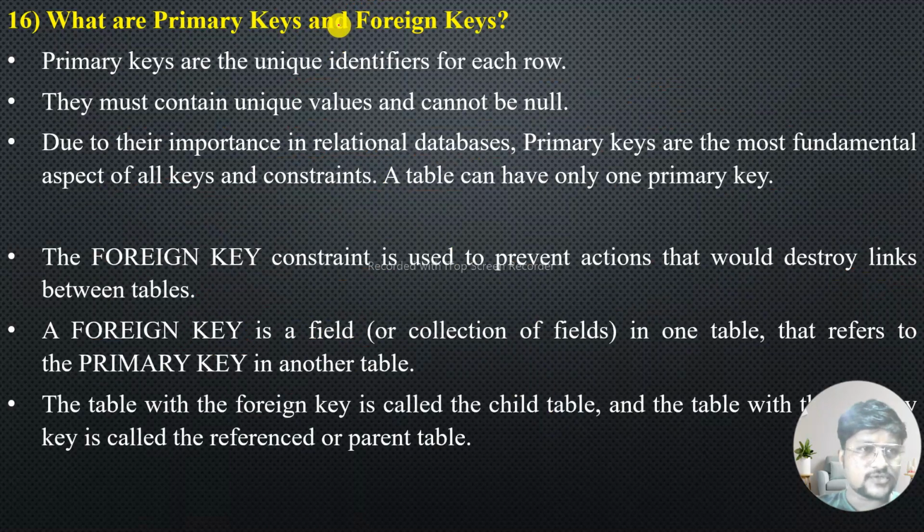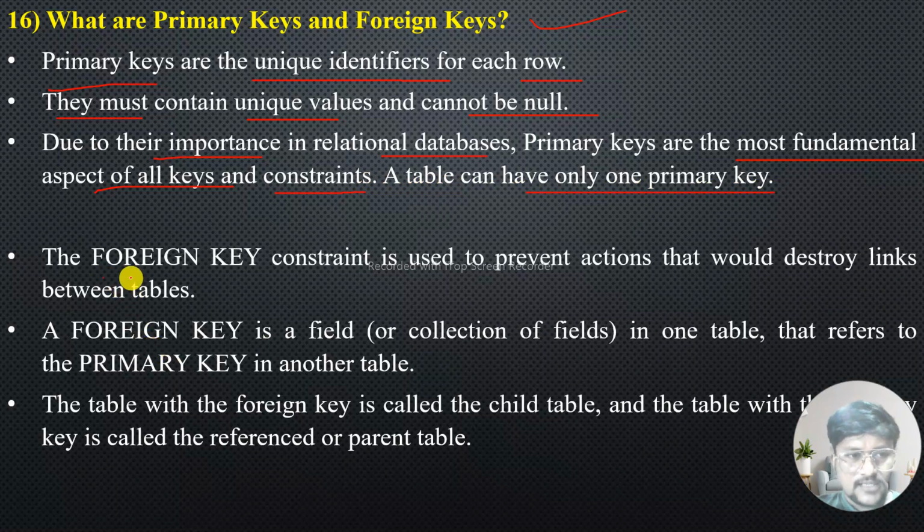The next question we have, what are primary and foreign keys? So primary keys are the unique identifiers of each row. They must contain unique values and cannot be null. Due to their importance in relational databases, primary keys are the most fundamental aspects of all keys and constraints. A table can have only one primary key.